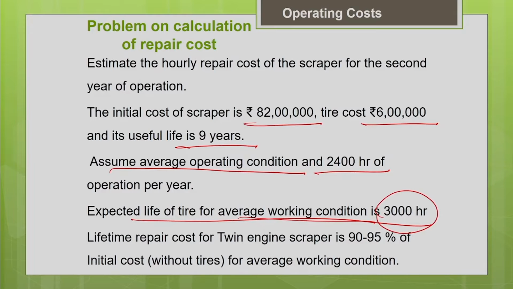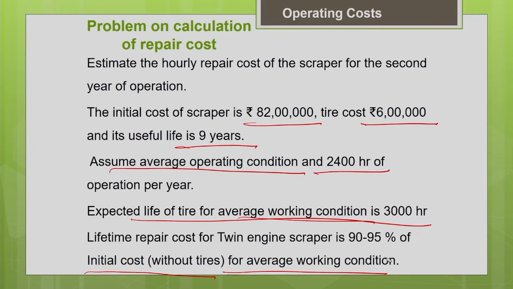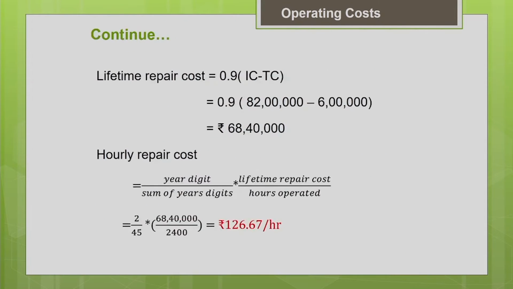Then the lifetime repair cost for this scraper machine is 90 to 95% of the initial cost of the machine without the tires for average working condition. The factor is also given to you directly in this problem, so you need not search for it in any equipment handbook. If it is not given, you have to look into the equipment handbooks or the manufacturer guidelines. Now, let us estimate the lifetime repair cost. It is given as 90 to 95% of the initial cost. I am just taking it as 90%.